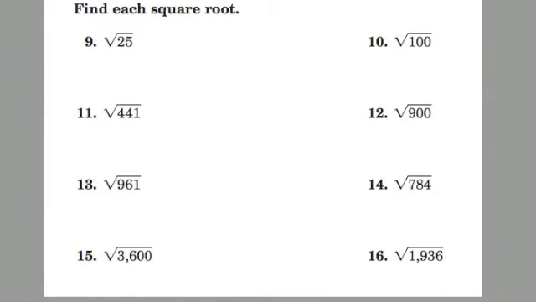So here's a look at some examples. Find each square root. Remember that you're looking for a number that when squared will equal these numbers. So in the example number 9, the square root of 25. What number times itself equals 25? 5. Perfect. So the answer to number 9 would be 5 times 5 or 5 squared.